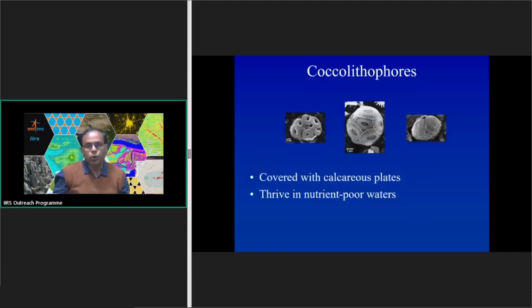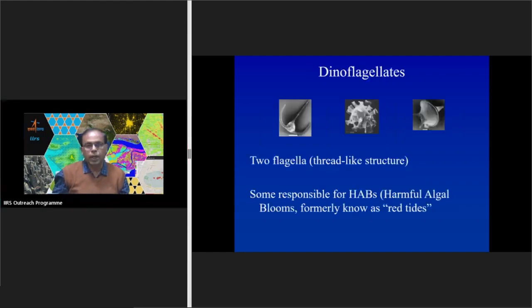And then coccolithophores, they thrive in nutrient poor water, that is in open ocean water, where nutrient concentration is very less in the surface water, and they are covered with calcareous plates. And dinoflagellates, they have two thread-like structures. Some of them are responsible for harmful algal bloom, which is known as red tides.